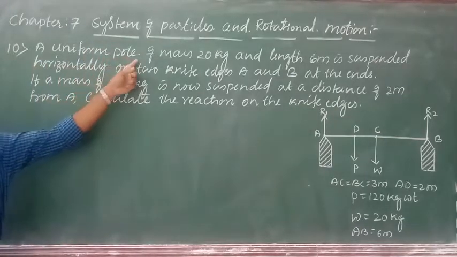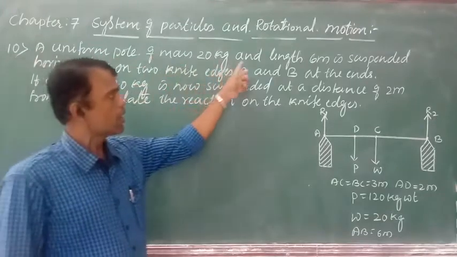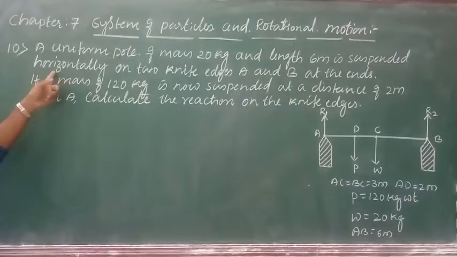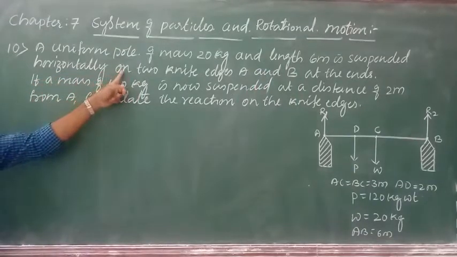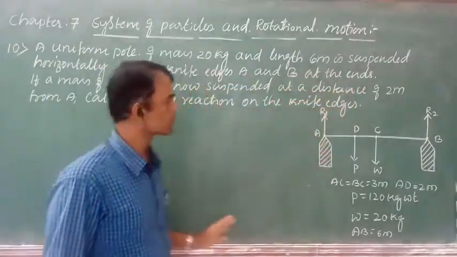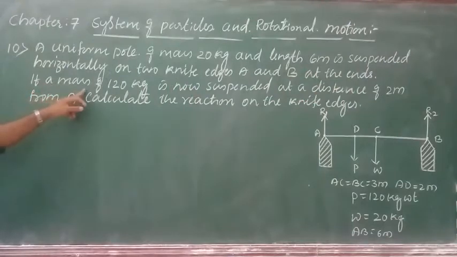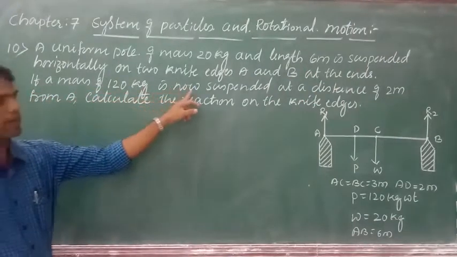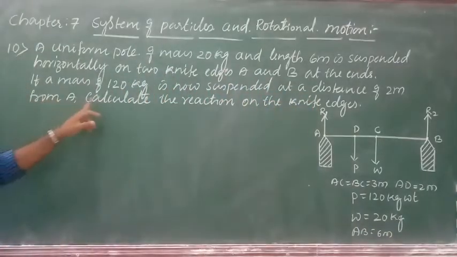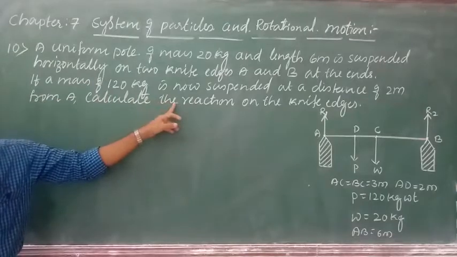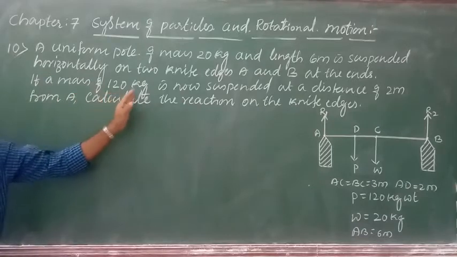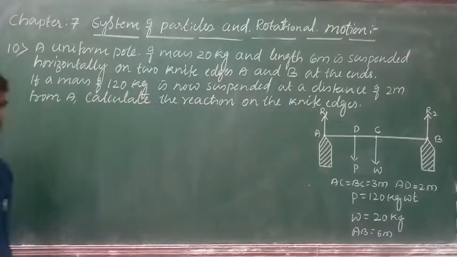A uniform pole of mass 20 kg and length 6 meters is suspended horizontally on two knife edges A and B at the ends. If a mass of 120 kg is now suspended at a distance of 2 meters from A, calculate the reaction on the knife edges. So we want to calculate the reaction force on the knife edges.